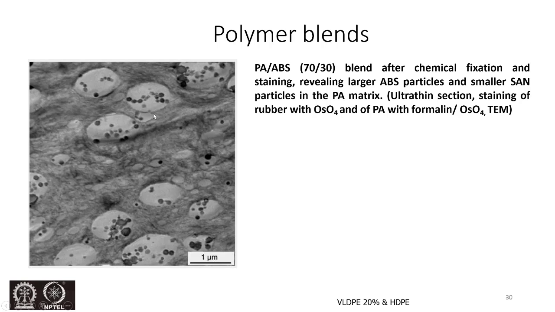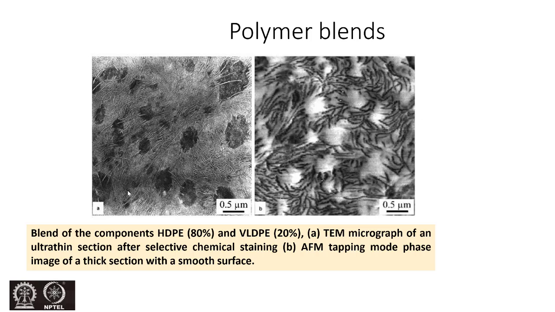Then for different blends of polymers, you can observe the patches for different materials like this blend. So that can be seen. Different polymer blends can be observed. This is taken from the AFM tapping mode, and this is from the TEM micrograph. You can observe the changes.